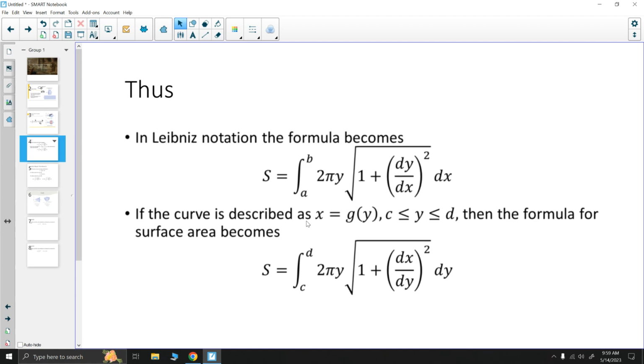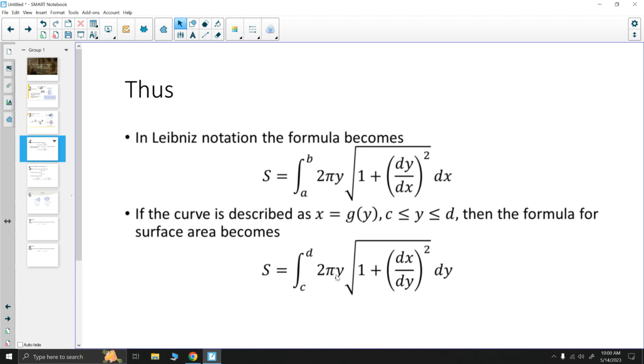But we can also describe this if we instead called it x equals g of y, some function of y, where y is between c and d. Then this formula becomes the surface area from c to d. Again, c to d just because we want to make it different, because it's along the y-axis instead of the x-axis. So we're doing it along the y-axis here, 2 pi y.